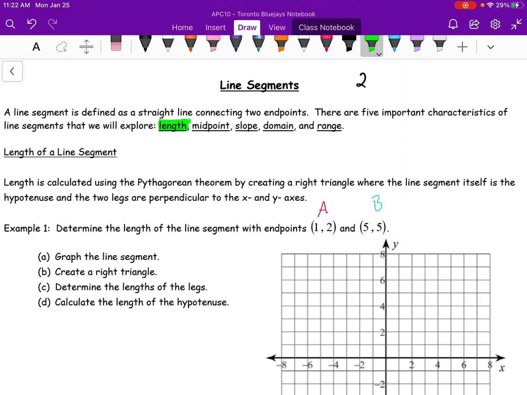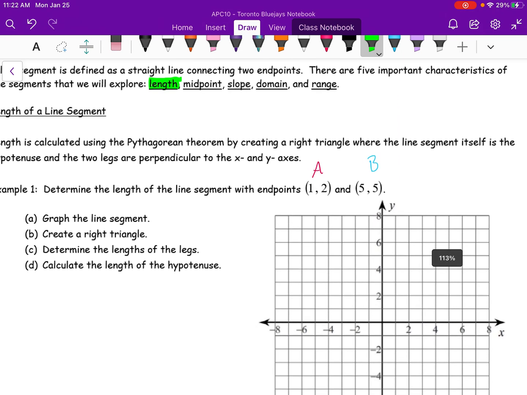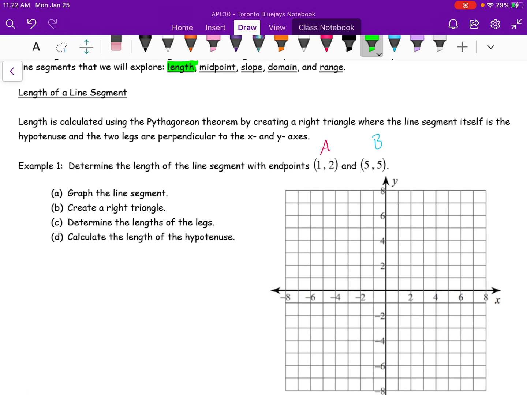The length of a line segment, we're going to use trigonometry to find the length. The length is calculated by using the Pythagorean theorem by creating a right angle where the line segment itself is the hypotenuse, and the two legs are perpendicular to the x and y axis, both perpendicular and parallel. Let's just see what we mean here.